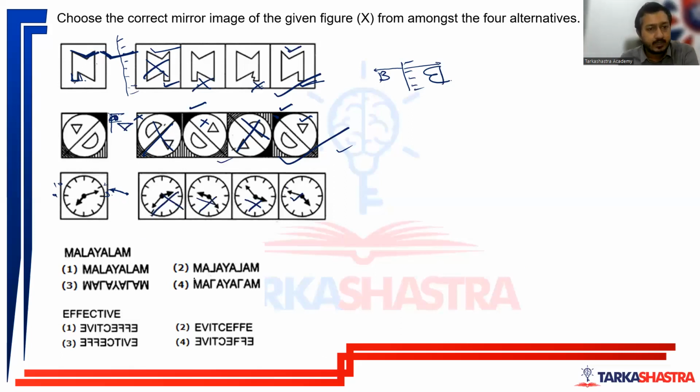Now Malayalam. How will Malayalam look? M will be as it is. So it is as it is here. Only third option is eliminated.